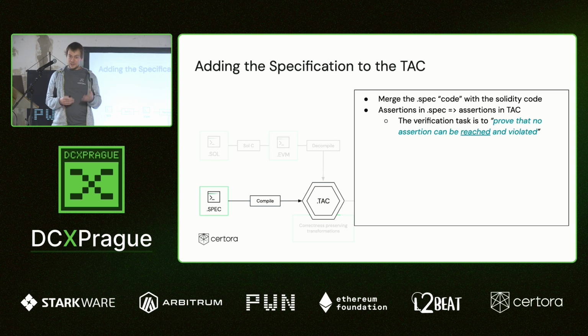Next step, we take the specification and we add it to this 3-address code. We merge the specification and the program, and we turn the specification into assertions in our program. So at the end, the verification task is to find out if you can reach and violate an assertion in our 3-address code. We are just checking assertions, basically.